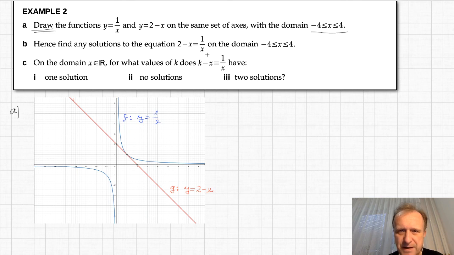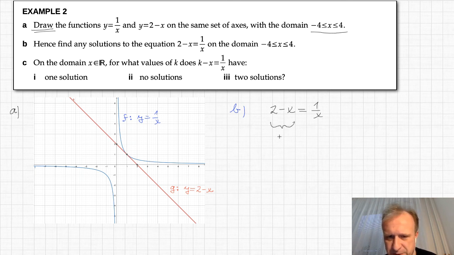Okay, so we have the equation in part B. Let me use the black color here. We have the equation 2 minus x equals 1 over x, and we have to find any solutions to this equation on this interval from -4 to 4. So if you look at that using this idea of intersecting functions, 2 minus x is actually g of x, and this should be equal to 1 over x, which is f of x.